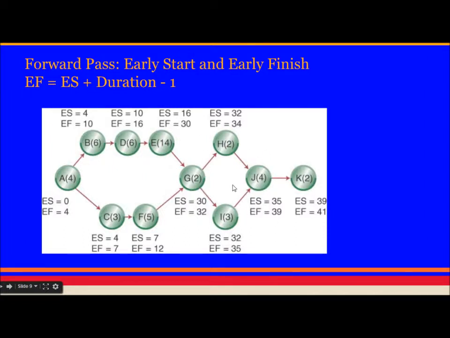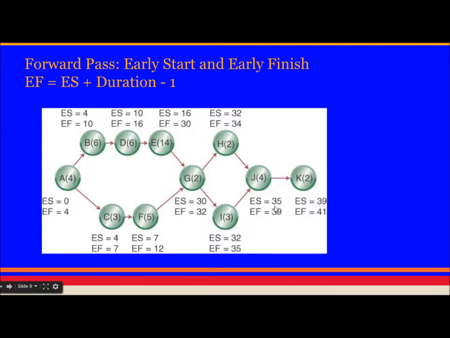We have to check for both the paths, because J can only start when H and I both have finished. So here G finishes at 32, and as soon as G finishes, I can start. So I can start at 32. It takes 3 hours. So 32 plus 3 makes it 35. So at 35 I will finish, and H will finish at 34. So which is the latest? 35. So J has to wait until both are done. So at 35 J will start. So there is a slack time between H and J. So J can start at 35.